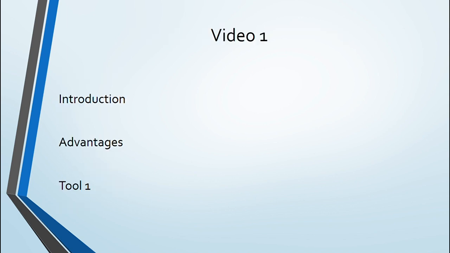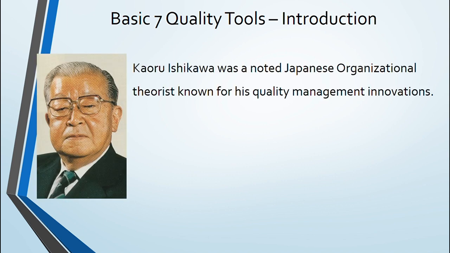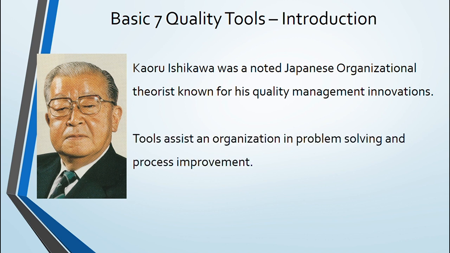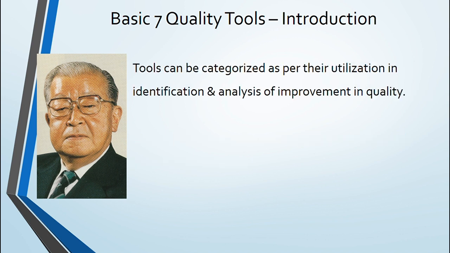In our first video, we will cover the introduction and advantages of basic 7 quality tools. We will also cover our first quality tool. Let's start with the introduction. The credit to assimilate these tools and making them a formidable weapon of the best engineers and managers around the world goes to Kaoru Ishikawa, a Japanese organizational theorist. He has shown that these tools can assist an organization with problem solving as well as process improvement. For quality improvement, these tools can be categorized for their usage in problem identification and problem analysis.